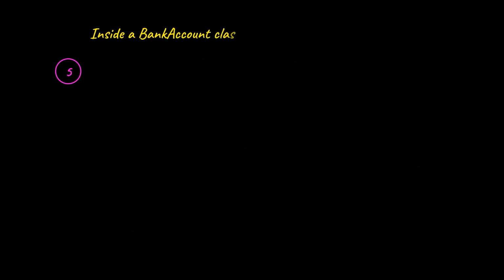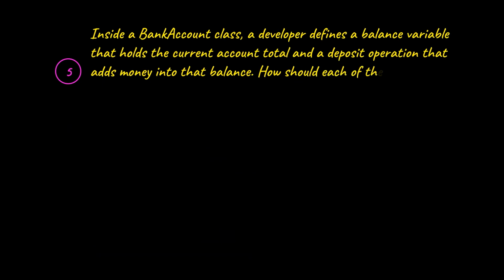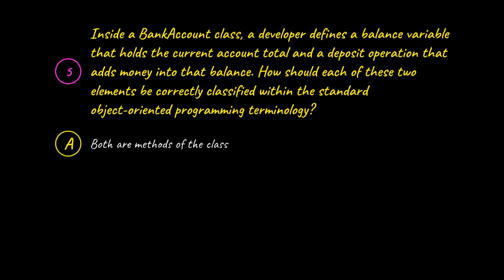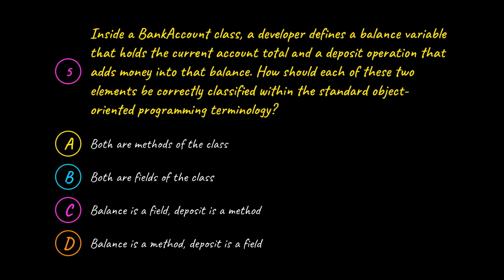Question 5. Inside a bank account class, a developer defines a balance variable that holds the current account total and a deposit operation that adds money into that balance. How should each of these two elements be correctly classified within the standard object-oriented programming terminology? Your options are: A. Both are methods of the class. B. Both are fields of the class. C. Balance is a field, deposit is a method. D. Balance is a method, deposit is a field. Pick one. Trust your gut. Here's your chance to test yourself.